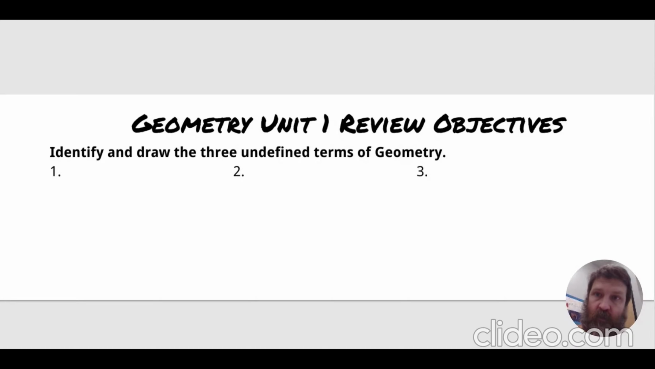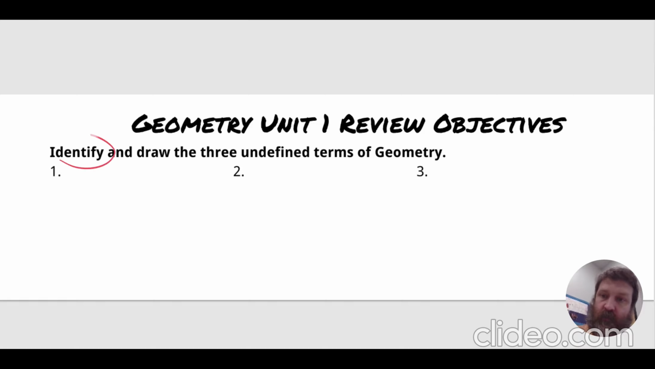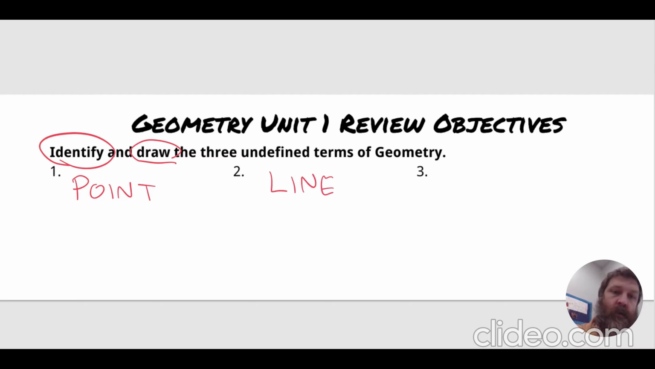First, we have this question: identify and draw the three undefined terms of geometry. So, a couple of things to point out. Two things were being asked: identify and draw. So for each of these three, we're going to write some name, some term, and then draw a picture of that thing. The three undefined terms of geometry are point, line, and plane.